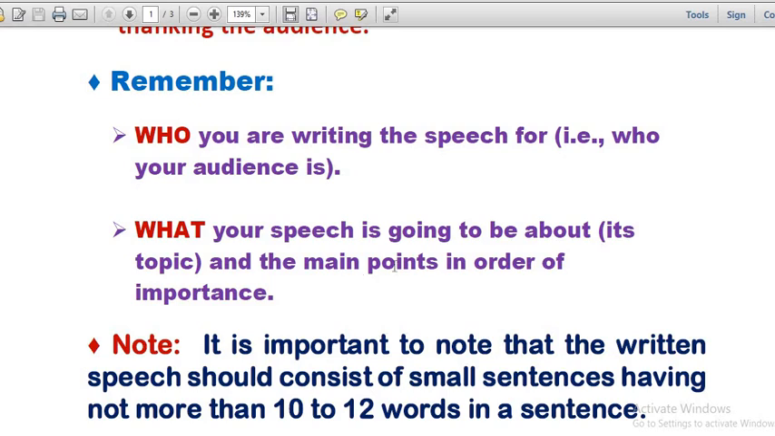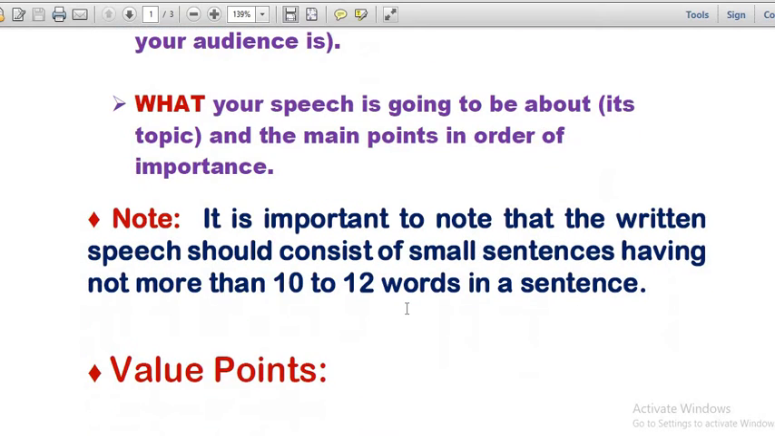And next is what your speech is going to be about, and the main points in order of importance. That one also you have to be very much sure of, what your speech is going to be about and what are the main points based on the topic on which you are writing. You should frame the main points before writing the speech properly. That is the reason you can make a rough draft also, where you can jot down the points. Later you can use those points properly.